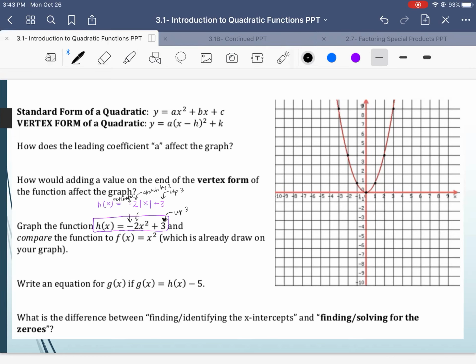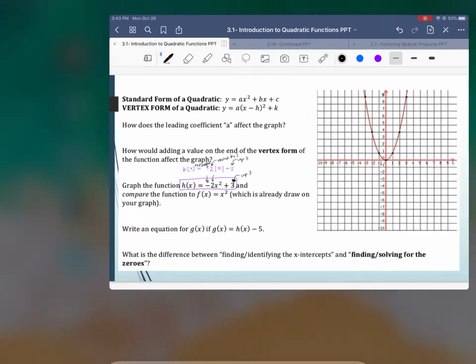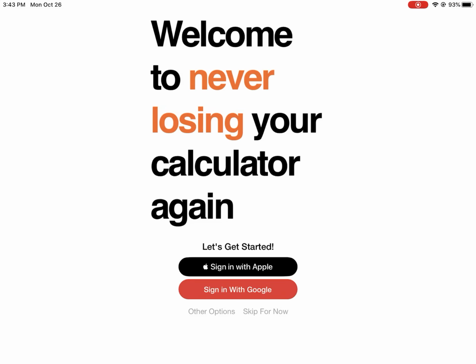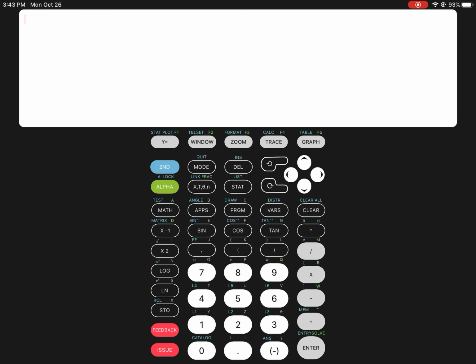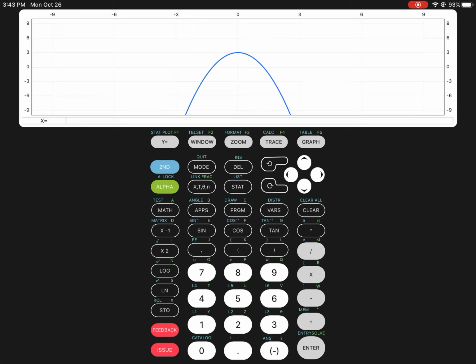One, you can plug it into your calculator. So I'm going to show you, if you have your calculator, you can go ahead and turn it on. And you could go to y equals, and you could plug in -2x squared plus 3. And we could graph that, and we could see that it's going to reflect it. It's going to move it up 3.